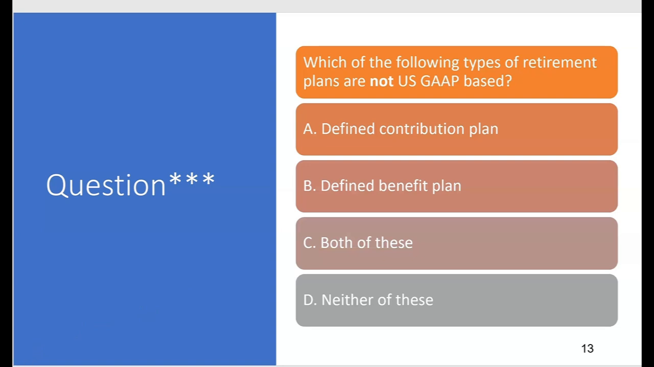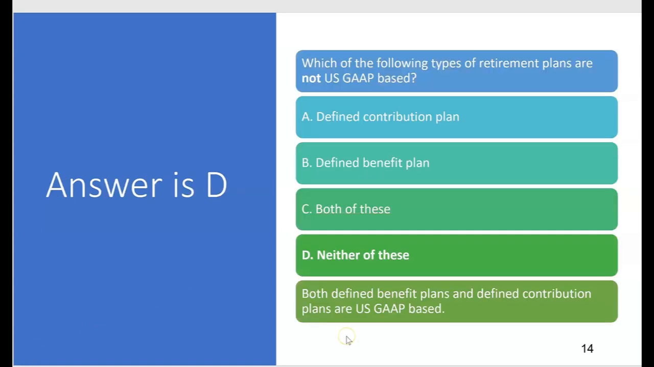So you've got to go with letter D, because GAAP allows for either a defined contribution plan or a defined benefit plan. And since the question is asking which of the following plans are not GAAP based, you'd have to say neither are not GAAP based, letter D being the right answer.